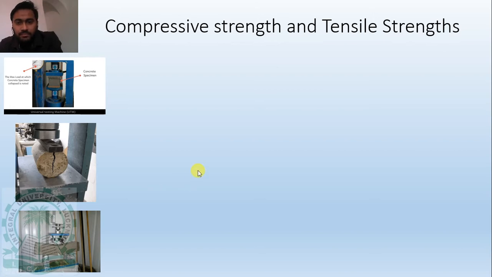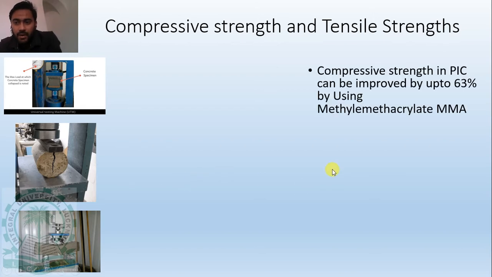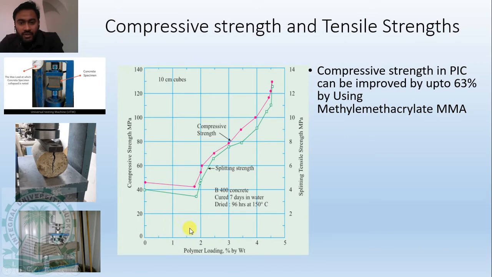So now we'll discuss what happens. Compressive strength of PIC can be improved up to 63% using MMA. If you see this graph, we have polymer loading, that is percentage of polymer added by weight. Then we have compressive strength, and then we have split tensile strength. The upper curve is the compressive strength, and the lower curve is the split tensile strength.